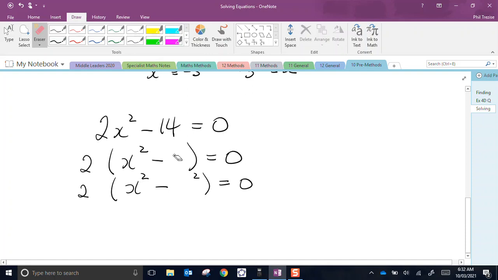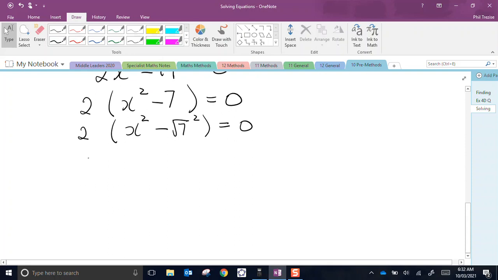Because I took a common factor of 2, didn't I? That's what you get for trying to rush. Remember, working slowly is better than working quickly. So that's a 7, yes. Now, what would I need to have there? Well, square root of 7 squared is the same as 7. This is a difference of two squares if I use the square root. So I could have x plus the square root of 7, I could have x minus the square root of 7 equals 0.